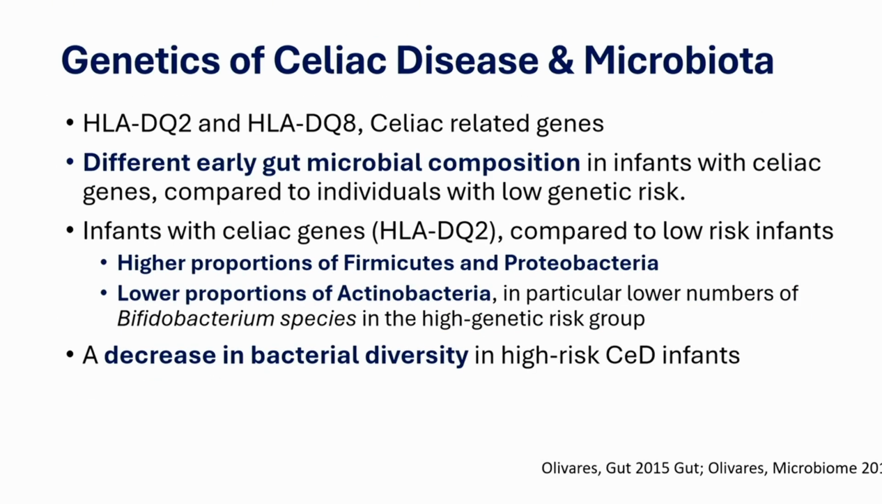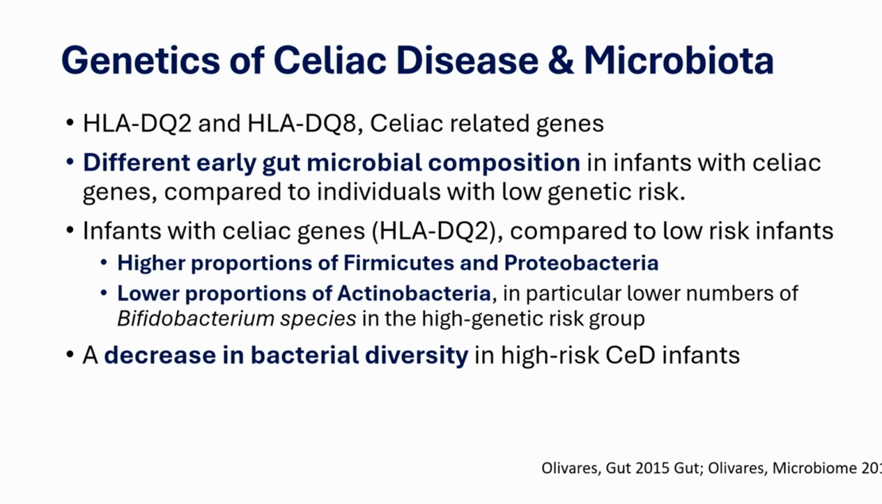Genetics of celiac disease and microbiota are quite important, because there are many studies using celiac genes like DQ2 and DQ8, and they showed differential early gut microbiota composition in infants with celiac genes compared to individuals with low genetic risk. In the next slide, an infant with the celiac gene HLA-DQ2, compared to a low-risk infant without HLA-DQ2 or DQ8, showed a high proportion of Firmicutes and Proteobacteria. I'm still going to use the old terms, because the new ones are not familiar to me. A low proportion of Actinobacteria was also shown in high-risk celiac gene infants.